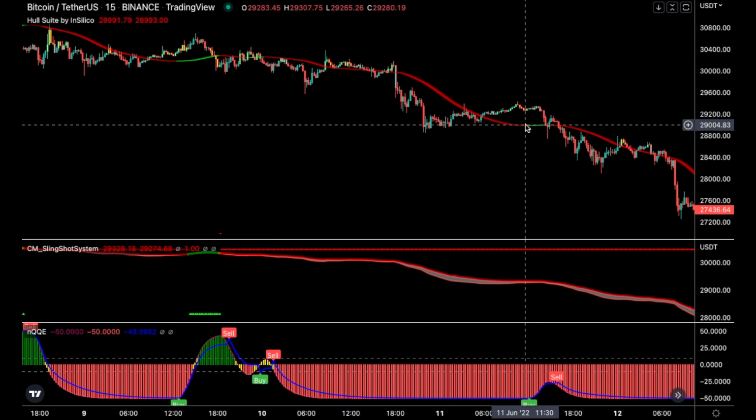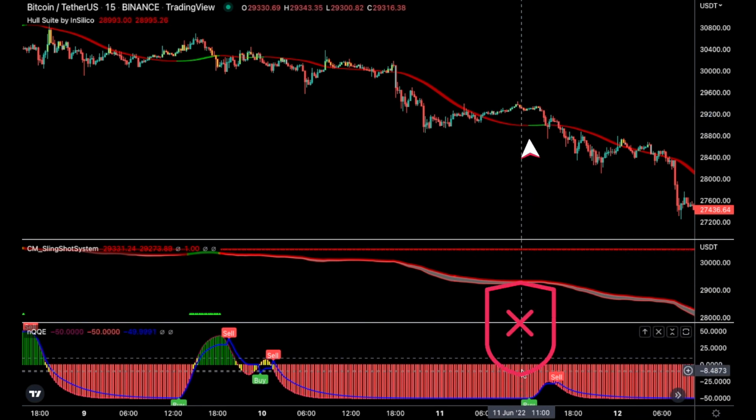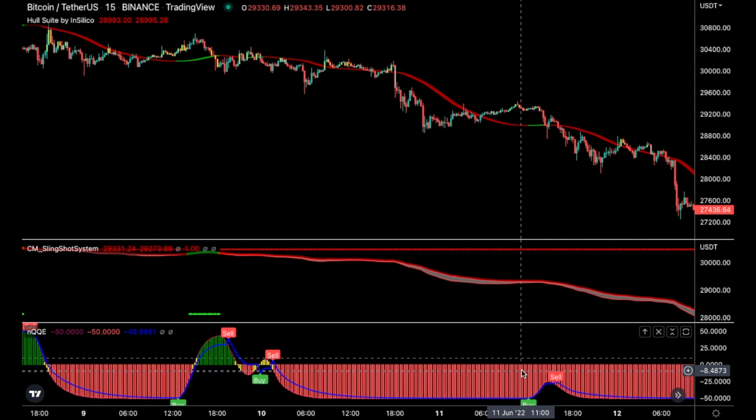Now we have a buy signal here, but the other two indicators are not giving buy signals as yet. So the indicators are not aligned yet. We would not take any position now.